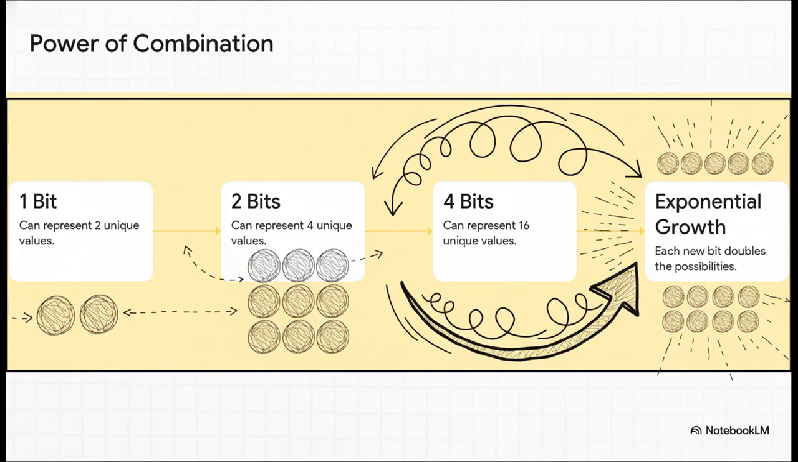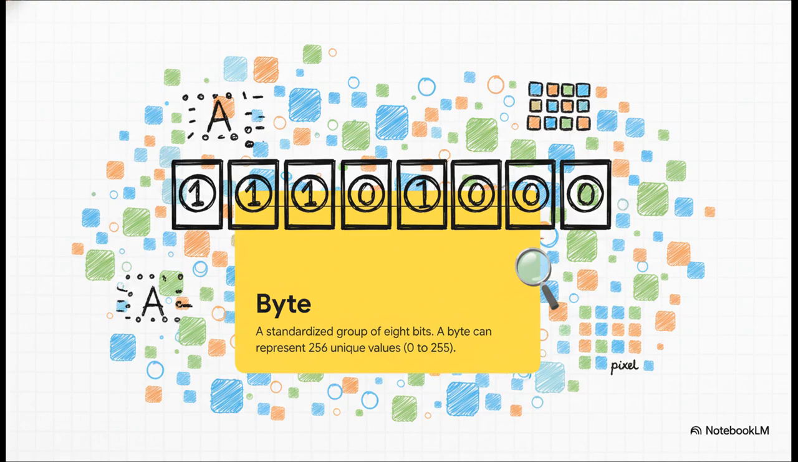With one bit, you have two choices, 0 or 1. But add a second bit, and now you have 4 possible combos: 00, 01, 10, and 11. Add a third, you get 8. A fourth gives you 16. Every single bit you add doubles the amount of stuff you can represent. It gets big, fast.